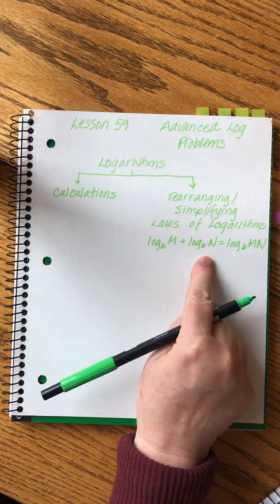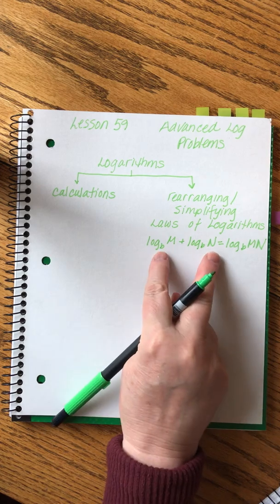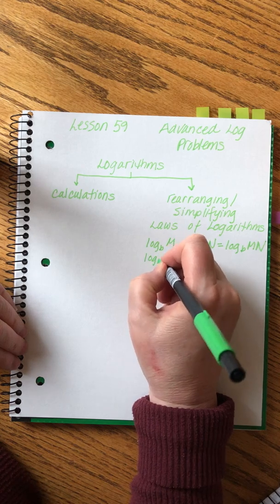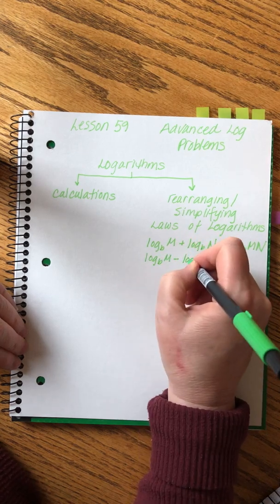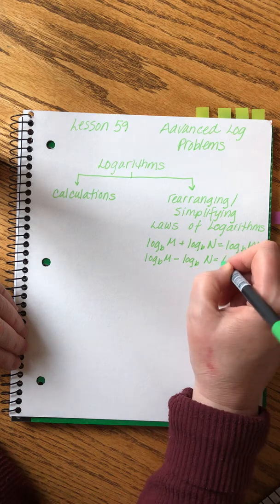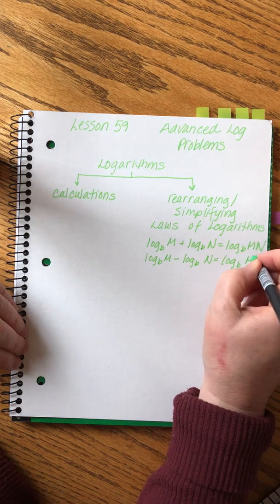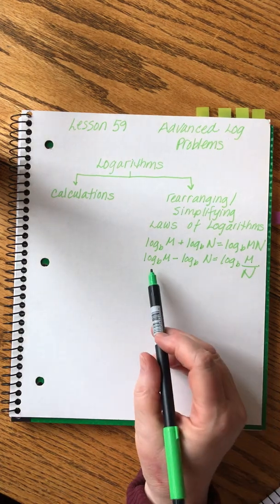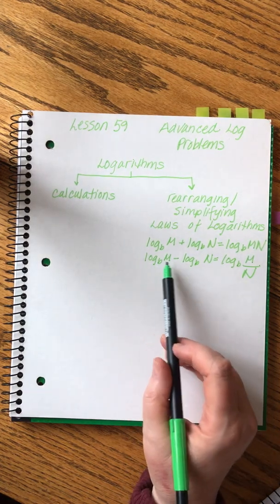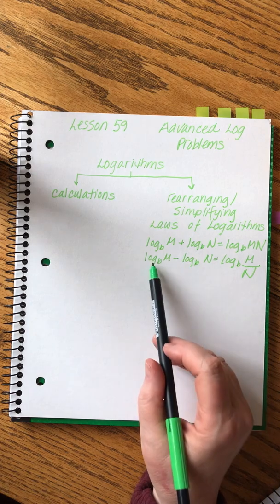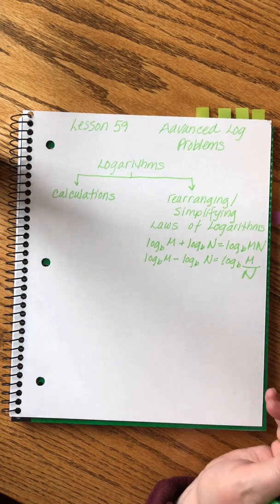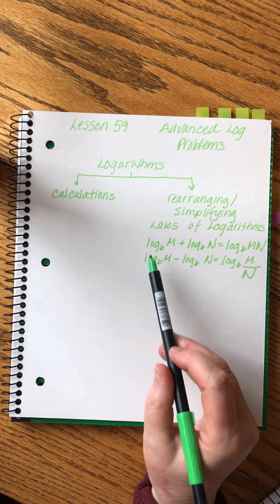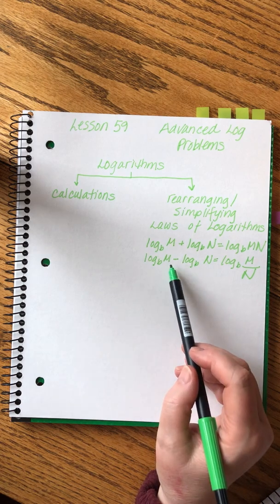If we're adding 2 logs with matching bases, we can multiply their arguments to combine them. You're copying, I know. I'm writing really fast. If we are subtracting logs with the matching bases, we can divide their arguments. These look very much like the rules for exponents, don't they? This is like the product rule. This is like the quotient rule.